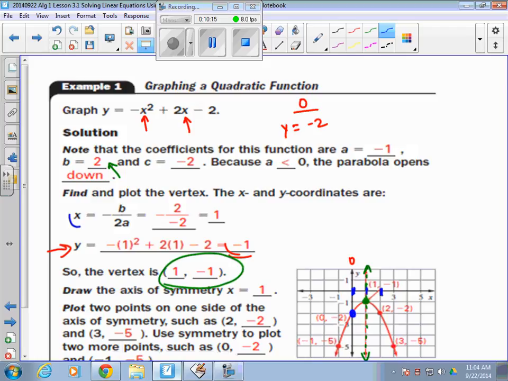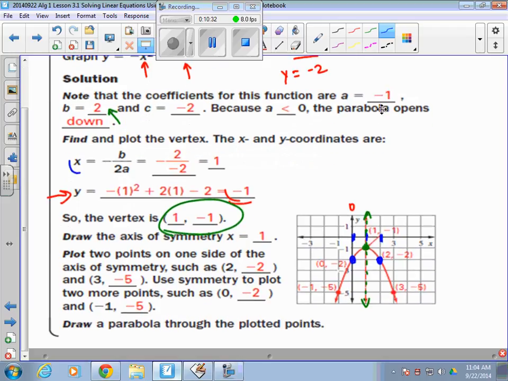Again, the line of symmetry makes it mirror on the other side. So if you went over 1 to the left and you went down 1, then you go over 1 to the right and you go down 1. Now we have 3 points. You only need 5 points to make a parabola. So we want to slide over one more time.